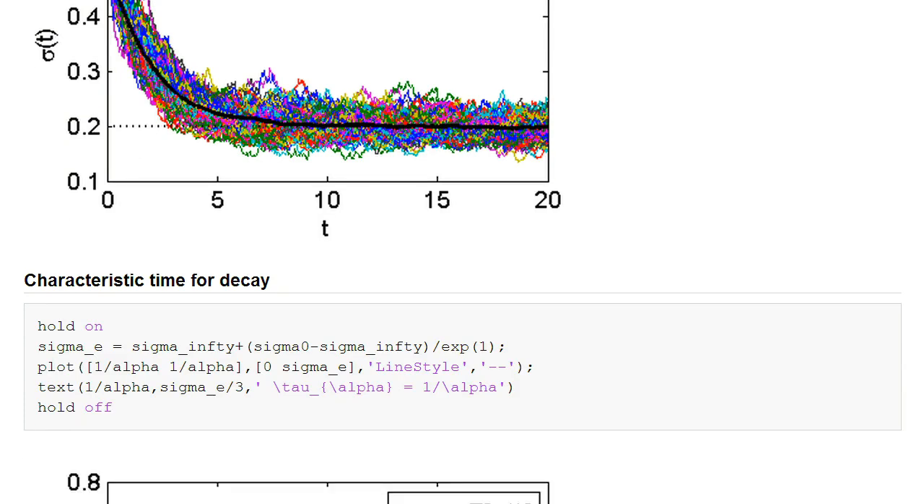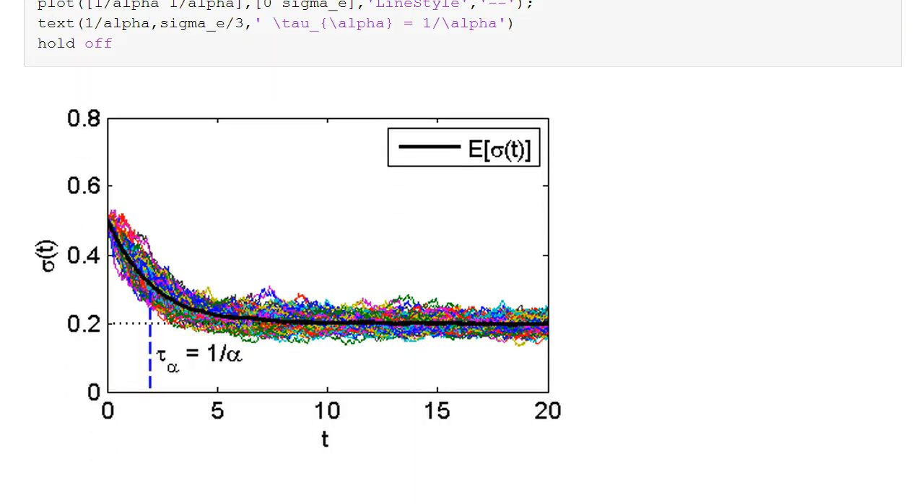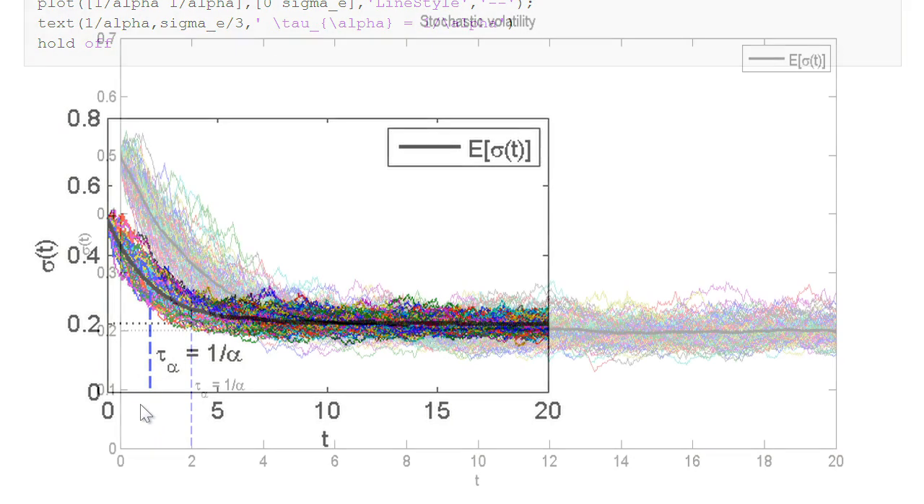And finally, the characteristic time for decay, which is 1 over the reversion rate. And that corresponds, the reversion rate was 0.5, so that corresponds to 2. If the time is measured in years, that would correspond to 2 years. So here is the simulation.